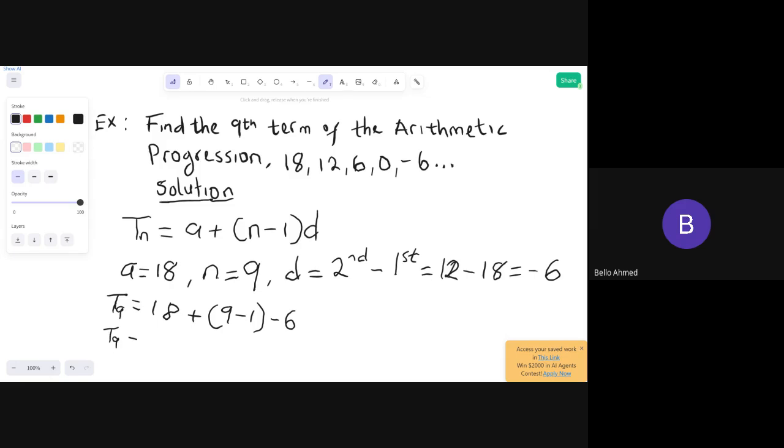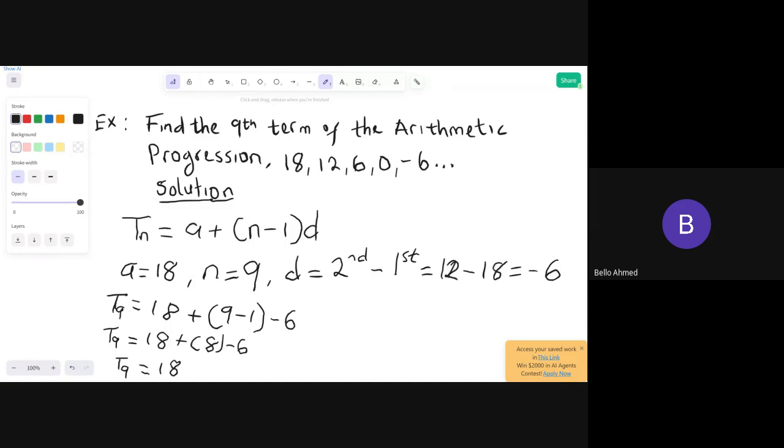After that, what I'm going to have next is T9. It's actually going to give me 18 plus, well, 9 minus 1 is going to give me what? It's going to give me 8. I'm going to put 8 there. Then negative 6 is going to be outside here. So I'm going to have T9 like this equals 18.